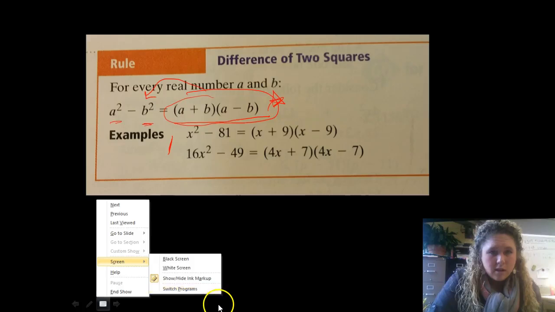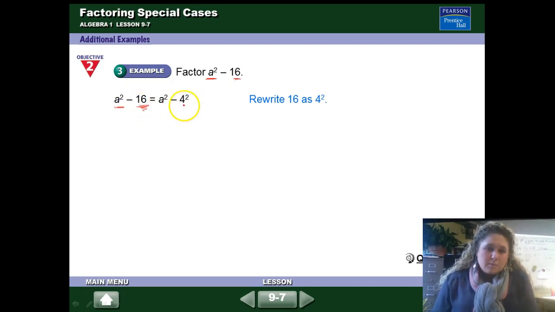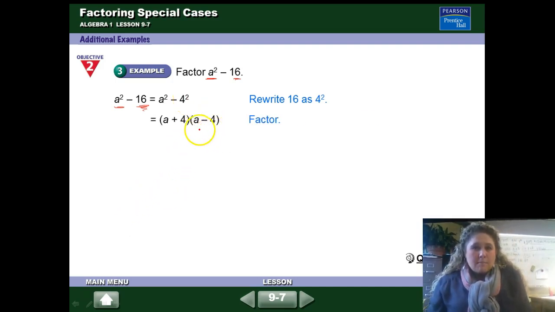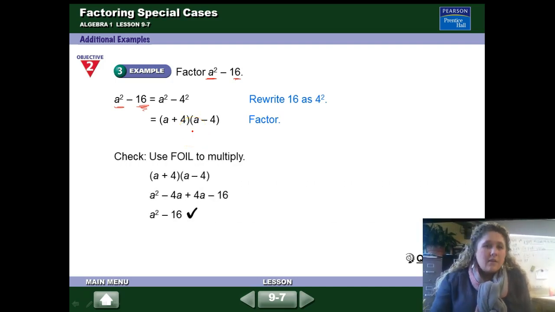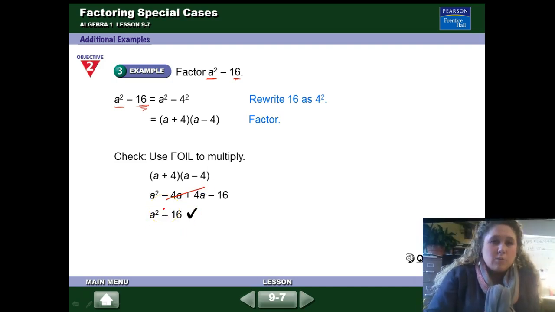We are going to go and do some. So the difference of these two, because it's subtraction, we know I can break this first term and the second term up into squares. So this is already done for you. Now this second one, how can I break 16 up into a perfect square? Well, 4 times 4 is 16. So now I know my b term there is 4. I can write this as a plus 4 and a minus 4. Then check it with FOIL. First, outer, inner, last. Simplify, these are going to cancel out and just leave me with a squared minus 16, which is what we started with.